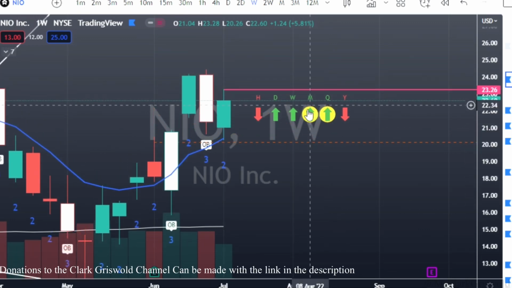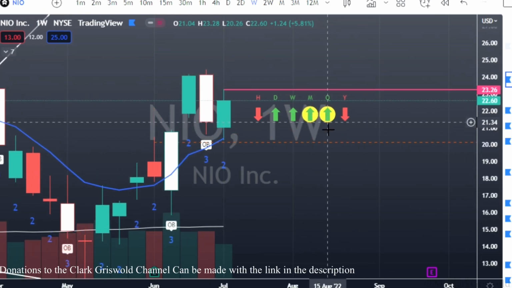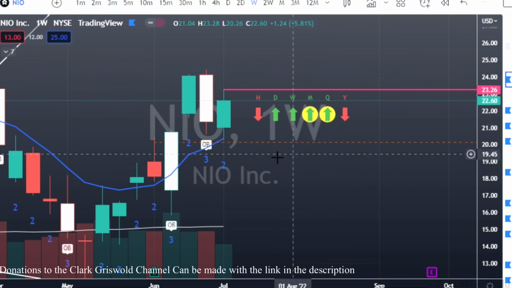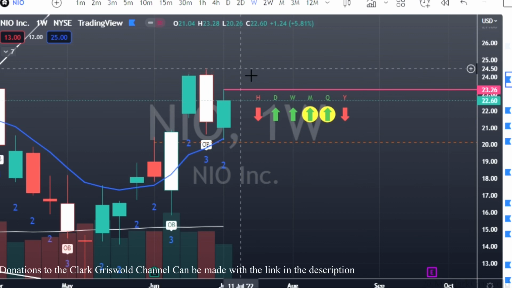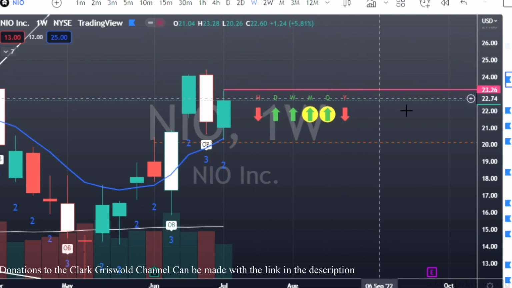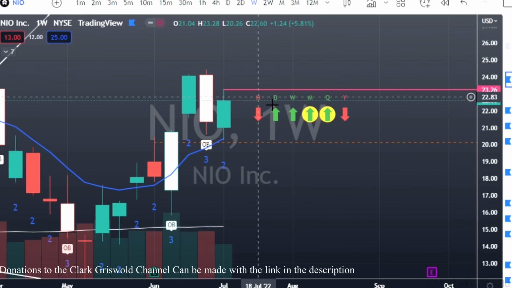The month and the quarterly are both sitting at green. Okay, so we'll look for this day and this week to be green as well. We can take calls at 23.36. Our first target on the weekly swing would be at 24.47. I'd be taking a 23.50 call on this one, and I'm getting 1 to 2 weeks out on it, okay?